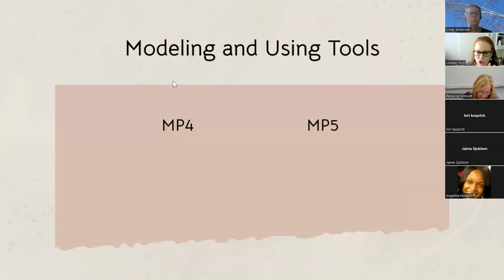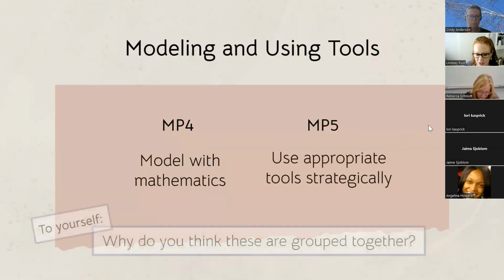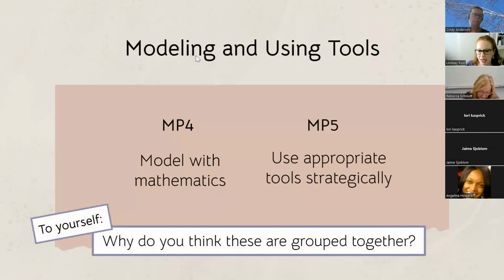All right, two more groups. Here's the third group. So math practice 4 and 5, modeling and using tools: model with mathematics, use appropriate tools strategically. This one, it's kind of in the name, but you can think, why might these be grouped together? And why did this happen? Yeah, what's similar about these, that they were put in the same category and they're both in the title?